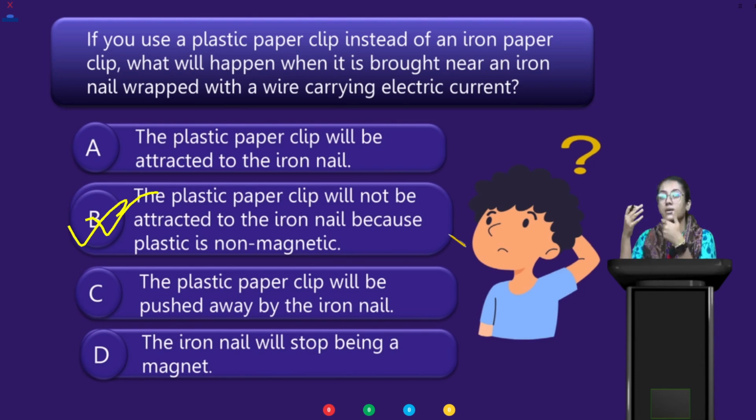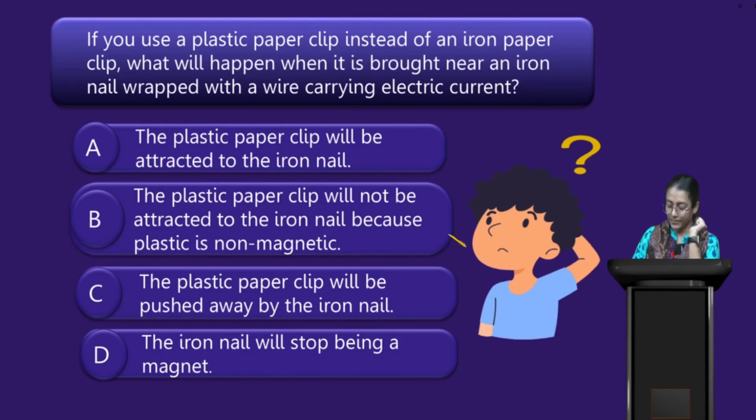So if we are preparing the paper clips with plastic, that means what? The iron nail won't be able to attract them. So our correct answer will be option B. The plastic paper clip will not be attracted to the iron nail because plastic is non-magnetic. Clear everyone? Okay. Next question.